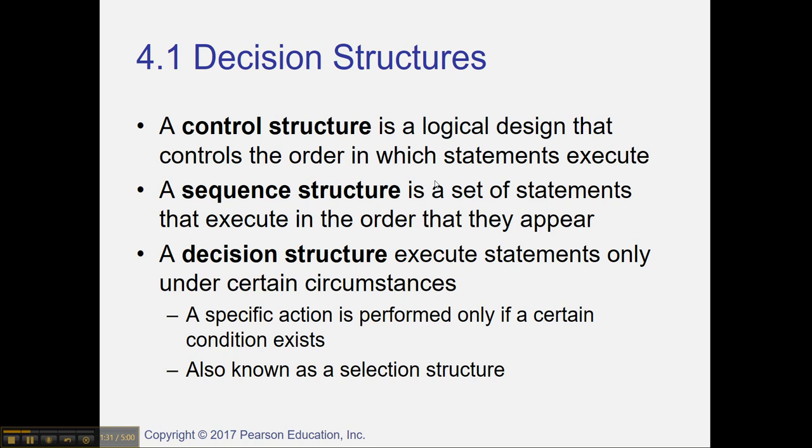Now, looking at decision structures, we've got what they sometimes call control structures, which is just a logical design, the design that controls the order in which statements are executed. And then we have what they call a sequence structure, which is just a step-by-step set of instructions that execute in a very specific order that we've coded them. The decision structure, sometimes also referred to as a selection structure, because you're going to be selecting the code that needs to be executed based on the input. The decision structure executes statements only under a certain situation. So based on what input the computer has, you can tell it what you want it to do.